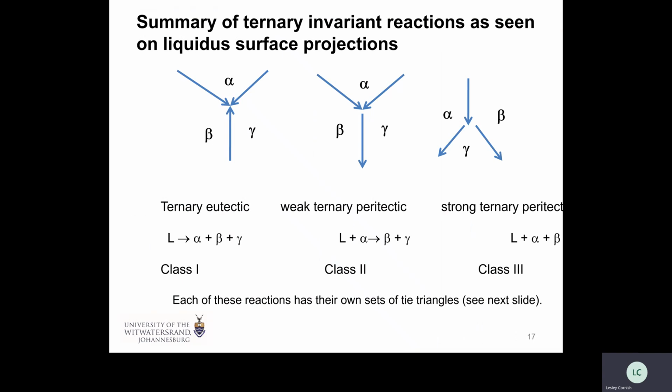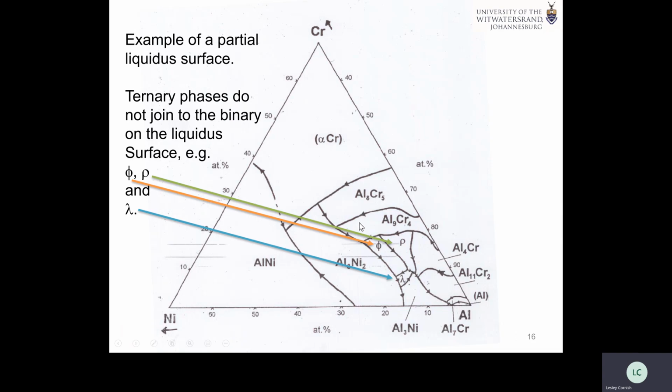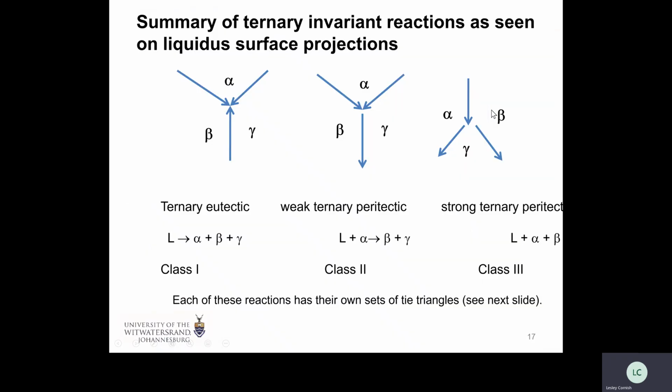Right. And you've seen these arrows coming in, and if you're observant, they're doing different things. I haven't gone through them yet, but I'm about to now. And I realize that's fallen off the edge. That's a shame. Okay, so the summary of the ternary reactions. If all arrows go in, it's a ternary eutectic. It's liquid going to alpha plus beta plus gamma, and they call it a class 1.